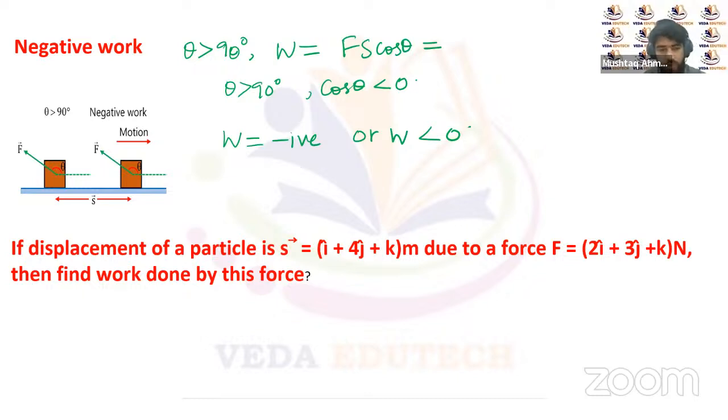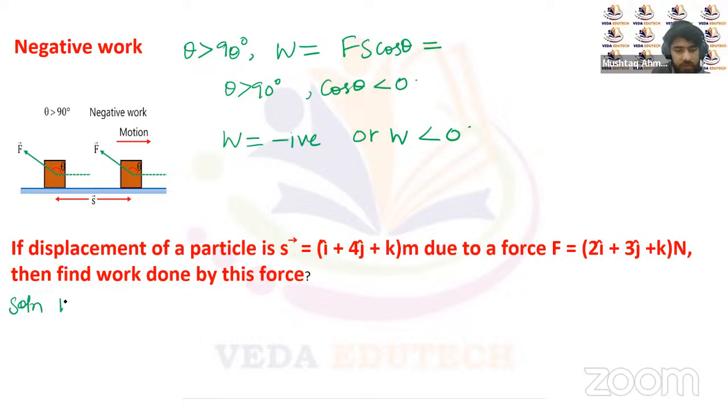Now let's try to calculate the work done by a constant force. You can see here, the displacement of a particle is given by the S vector, that is i cap plus 4j cap plus k cap meters, due to a force 2i cap plus 3j cap plus k cap Newton. We have to find the work done by this force.